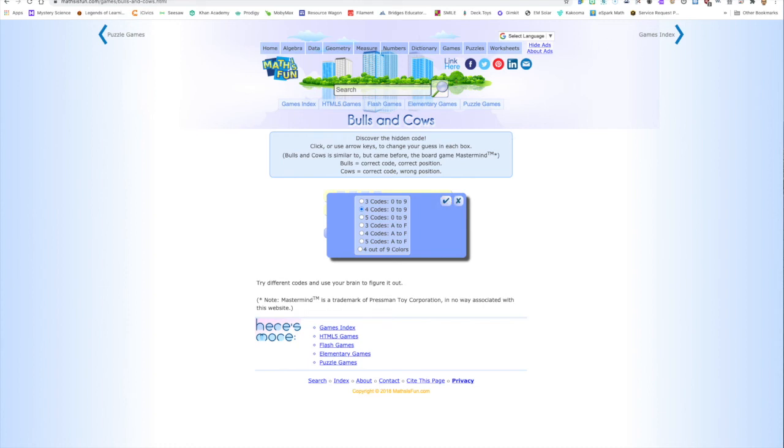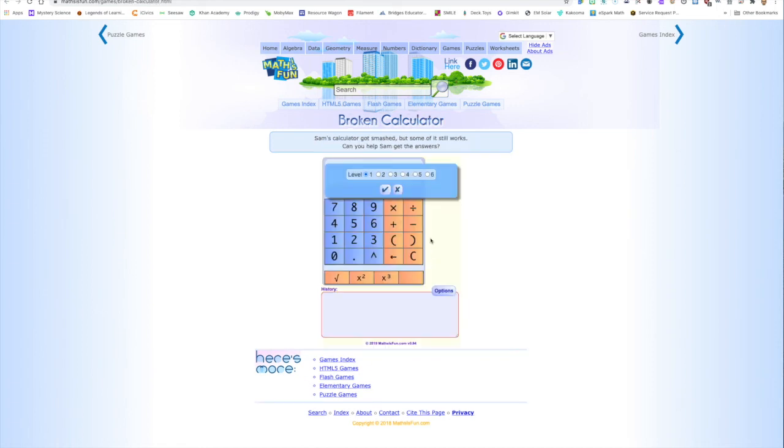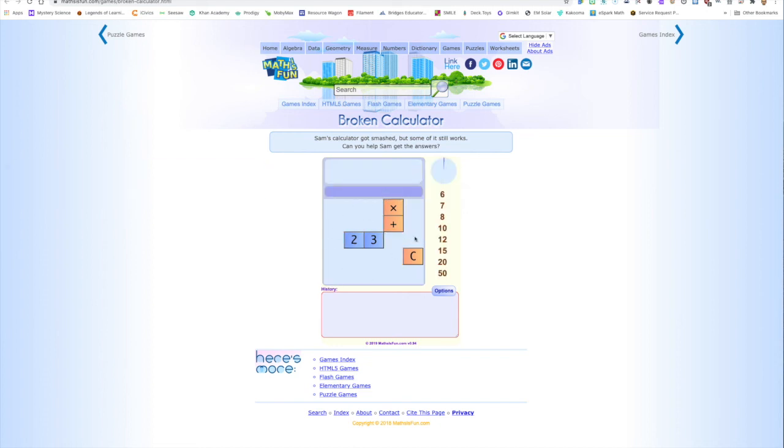The next game you're going to play is called Broken Calculator. So start at level 1, and work your way up. But then what happens is you're missing all the other numbers on a calculator, but you have to solve for these numbers on the side. So if I want to solve for 6, I could do 2 plus 2 plus 2, or I could do 2 times 3 is 6, and now 6 is gone.